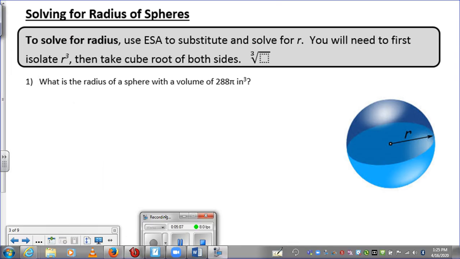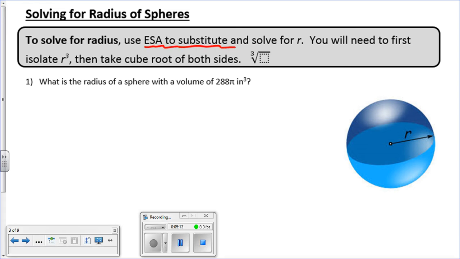It says, to solve for the radius, we are going to be using ESA to solve for our y value. You will first need to isolate the r to the third power and then take the cube root of both sides. So this is our new skill for today. What is the radius of a sphere that has a volume of 288 pi inches to the third power?